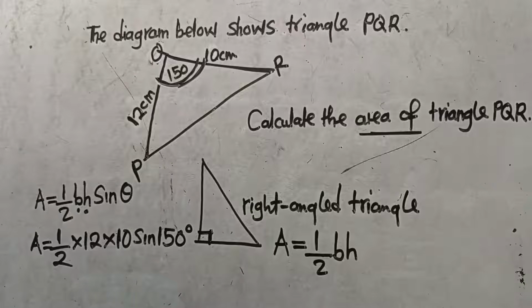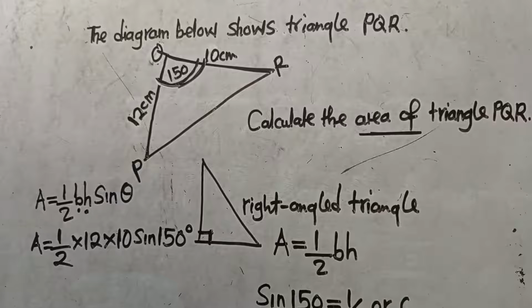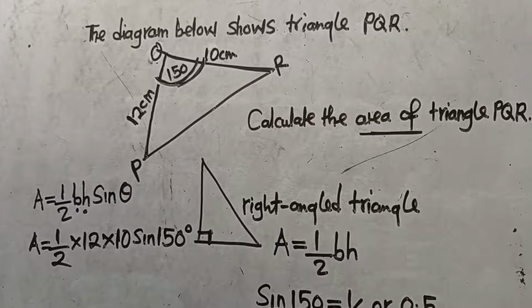This is paper 1. You are not allowed to use a calculator. A calculator is not allowed. So I want you to know these angles. Whenever you are given sine, let's say sine 150, sine 150 is equal to what? It is equal to 1 over 2, which is just the same as 0.5. These two are the same. This is what you just need to know.